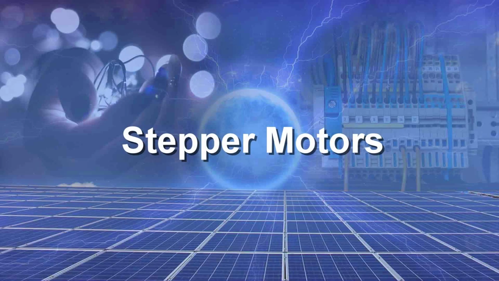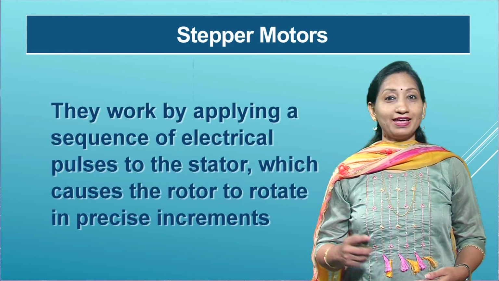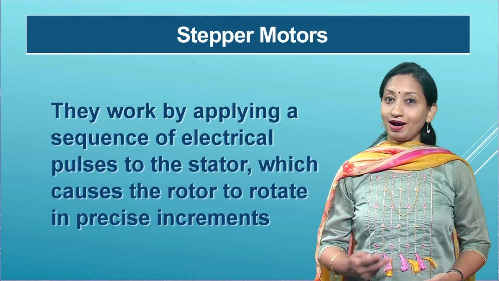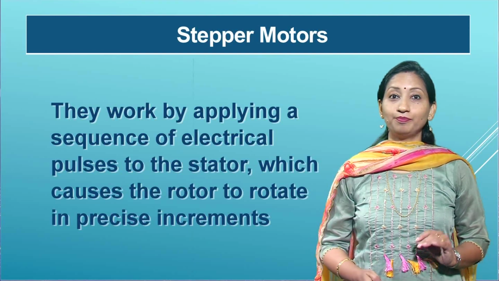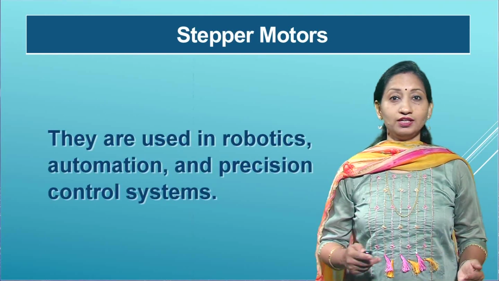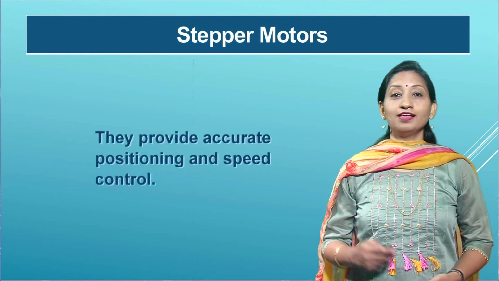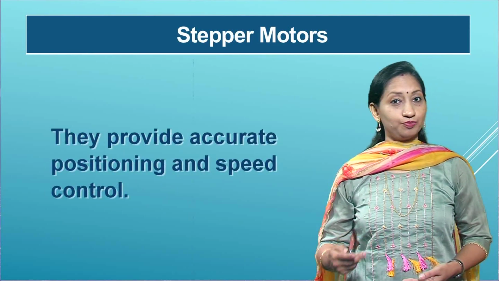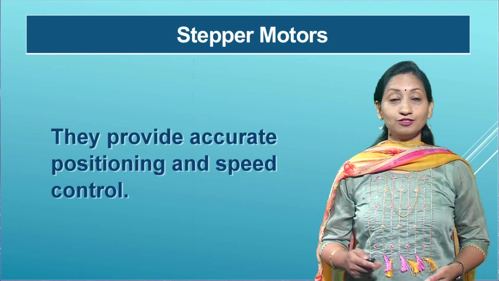Next, stepper motors. Stepper motors are a type of electric motor that provides precise control over the rotation of the rotor. They work by applying a sequence of electrical pulses to the stator, which causes the rotor to rotate in precise increments. Stepper motors are widely used in robotics, automation, and precision control systems. They provide accurate positioning and speed control, making them ideal for applications that require precise movement.